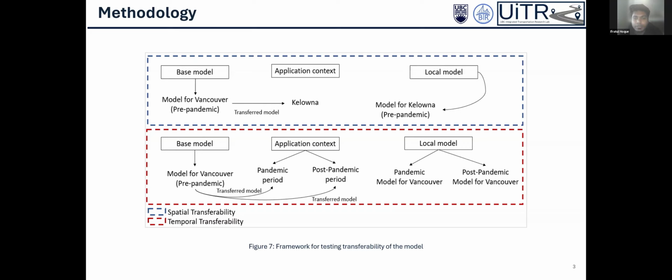And for temporal transferability, similarly, we have the base model for Vancouver. Our application context is still Vancouver, but different time periods. So the pre-pandemic model will be applied during the pandemic time and the post-pandemic period. And for comparison, we also have developed local models using the data from the pandemic period and post-pandemic period. We will be using those to compare against the base model to check if the model is actually transferable or not.